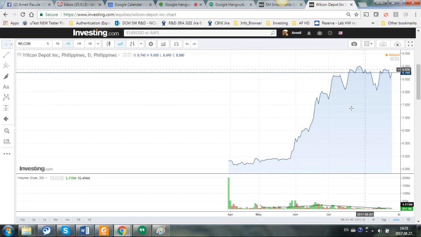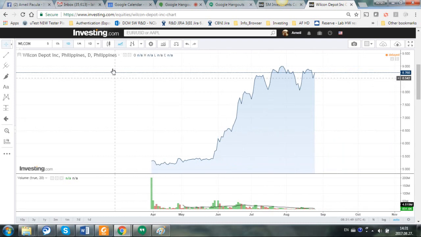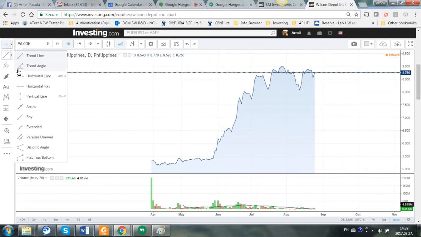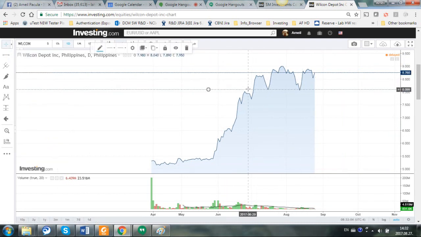So, if I am an investor, I have already checked the Wilcon Depot. I will invest for this company. But aantayin ko yung correction. Halimbawa, hindi ako bibili dyan. Bibili ako at this level. Aantayin ko yung level na yan na pag medyo madulas yung stock price at that level, then it can be a very good buying opportunity at 8 pesos per share. Alright, so yun. Parang introduction lang yun.